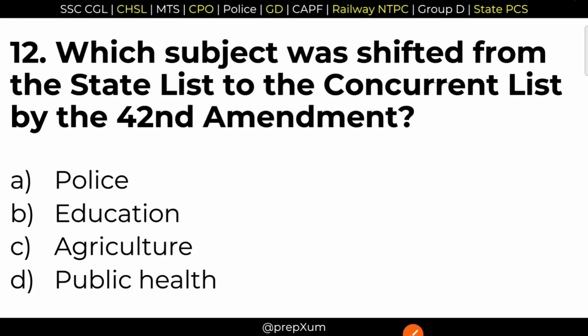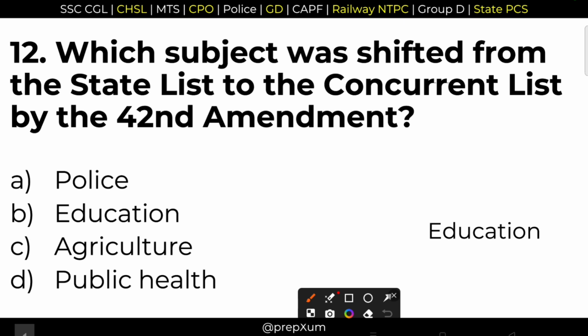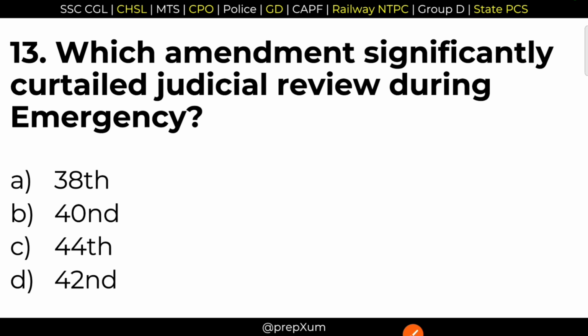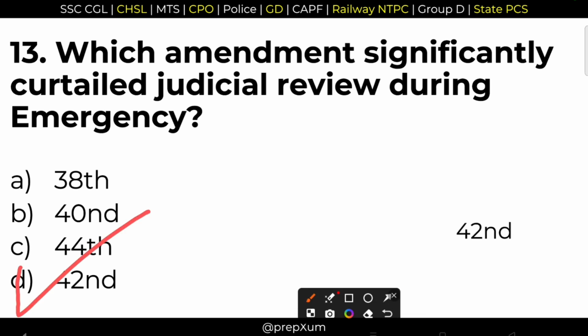12. Which subject was shifted from the state list to the concurrent list by the 42nd Amendment? Option B is the correct answer, education. Education is now a subject of the concurrent list. 13. Which amendment significantly curtailed judicial review during emergency? Option D is the correct answer, the 42nd Constitutional Amendment Act.